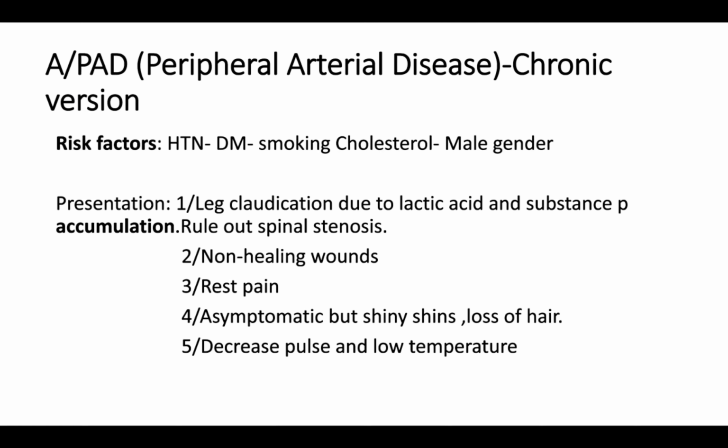Next, the arterial pathology. We will start with peripheral arterial disease. I divided peripheral arterial disease into a chronic version and an acute version. And by chronic version, I mean chronic limb ischemia.